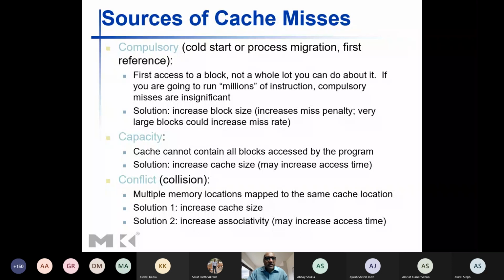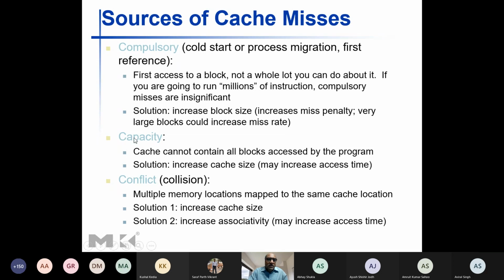Okay. So just now we were looking at these different types of cache misses. That means there are different possibilities where we will encounter a miss in the cache. We can broadly categorize them into compulsory misses, capacity misses, and conflict misses. Out of these, the compulsory misses are very generic. At the beginning, we can observe these misses.